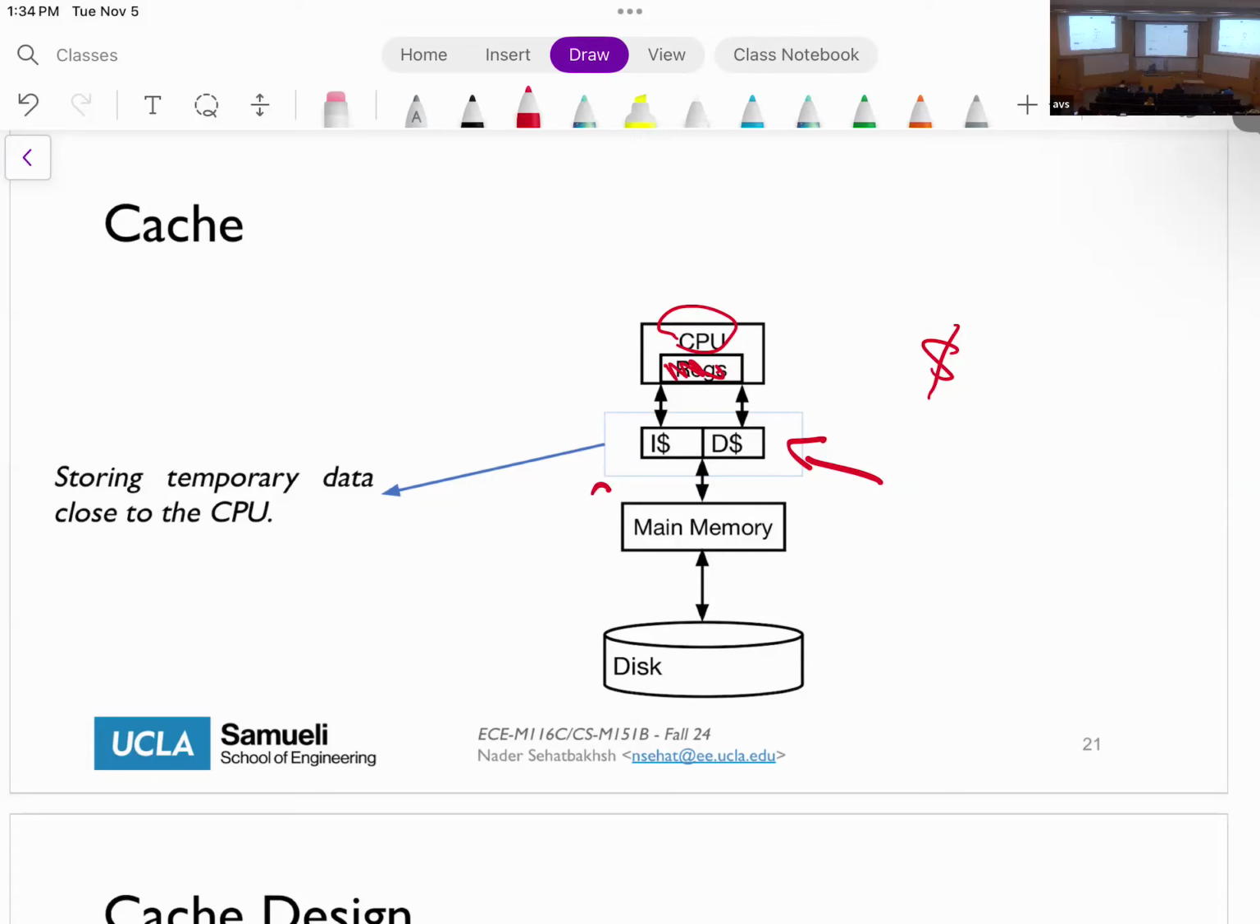But when it comes to the main memory and disk, they are combined. There is no separate main memory for instruction or for data. Everything is combined. But typically for cache, we're going to have a separate instruction cache and a data cache, okay?